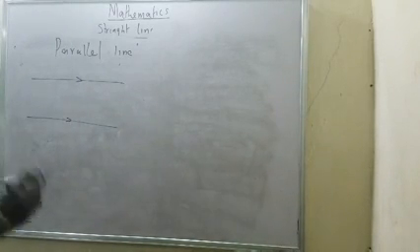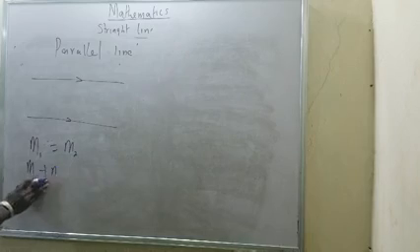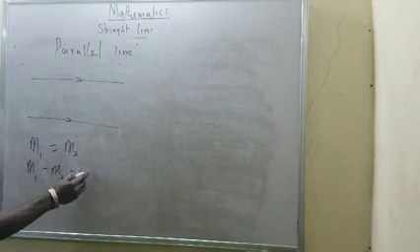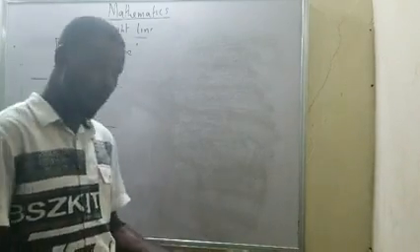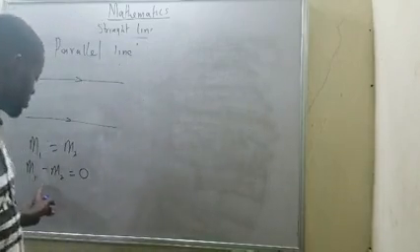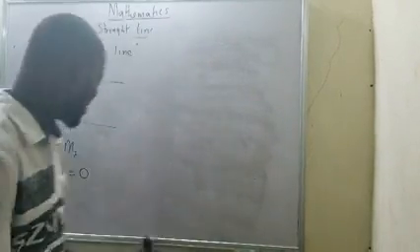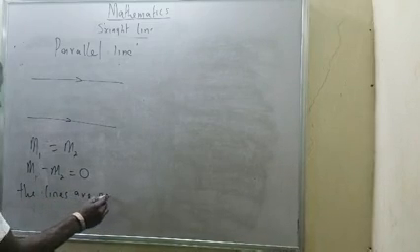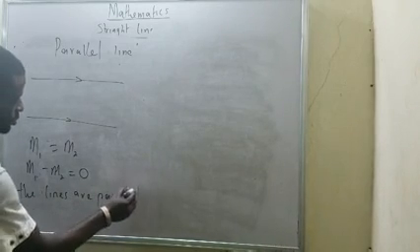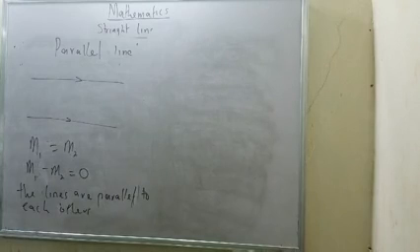Now, how do we know that the two lines are parallel? You will get it by saying that m1 equals m2. It can also be presented as m1 minus m2 equals zero. The two lines have gradients that are equal, or when you subtract the two gradient values, you have a zero. It means you can conclude that the lines are parallel to each other.